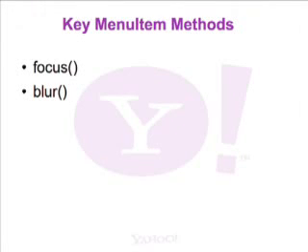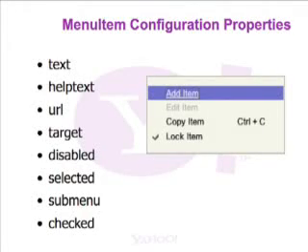Some key menu item methods are focus and blur. Essentially it allows you to give keyboard focus to an item, so that if you want to, for example, show a menu and then bring focus to a given element by default, so the user can take immediate keyboard action on that. Those two methods allow you to control what element has focus.